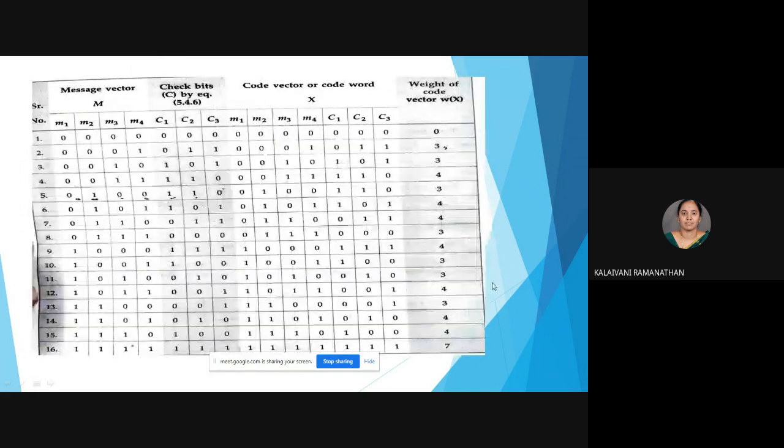And after that, you can write down the code word, which is the combination of the message vector and the check bits. Then after noting down the code word, you can note down the weight of the code vector. So here you have no 1, so 0. Here you have 3 ones, so 3. Here also you have 3. Here again 3 ones, from M1 till C3. Similarly, here you have again 3 ones, and then you have 4 ones. In this way, you have to note down the weight of the code word. So the minimum weight here is nothing but equal to 3, the non-zero minimum weight.